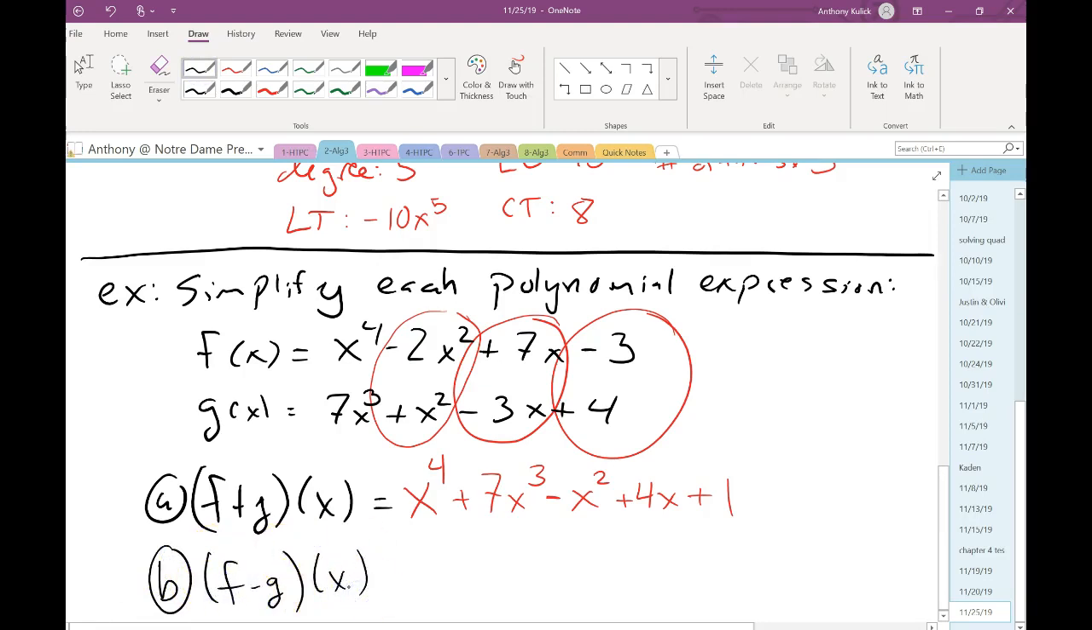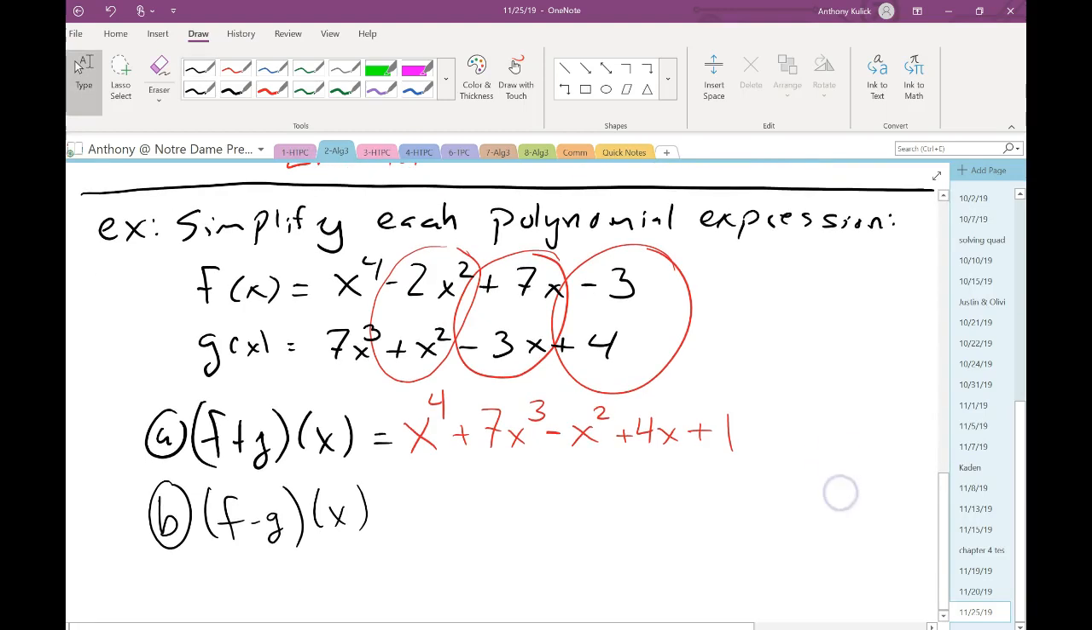What if we do f minus g of x? If we're subtracting, does anything change?